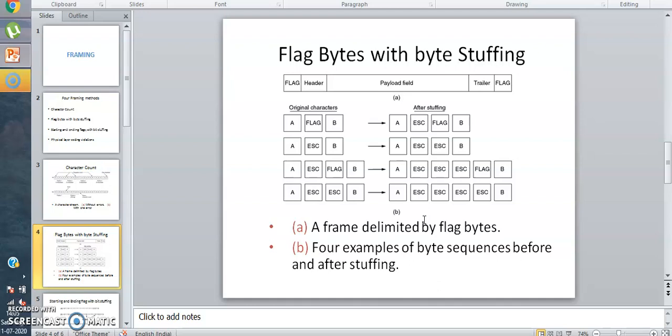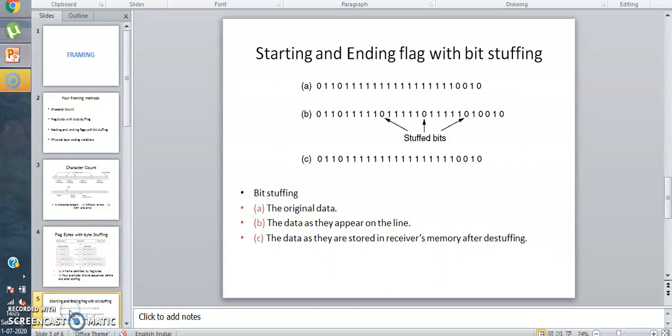The main disadvantage of this framing method is that it is closely tied to the use of 8-bit characters. Not all character codes use 8-bit characters. For example, Unicode uses 16-bit characters. So, a new technique had to be developed to allow arbitrary sized characters. For that, we will go for starting and ending flags with bit stuffing.